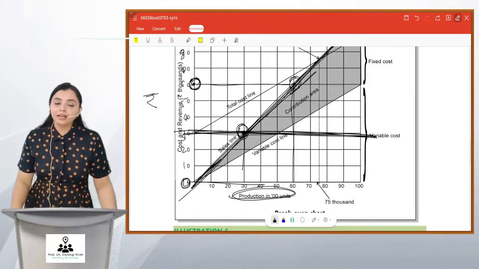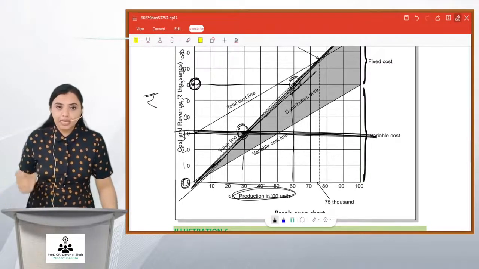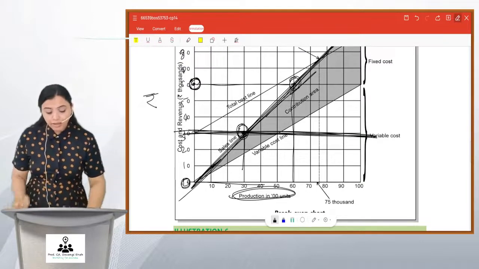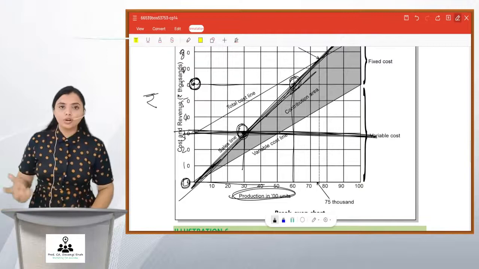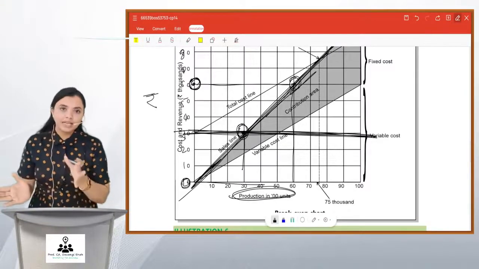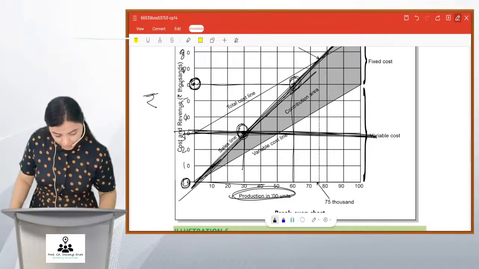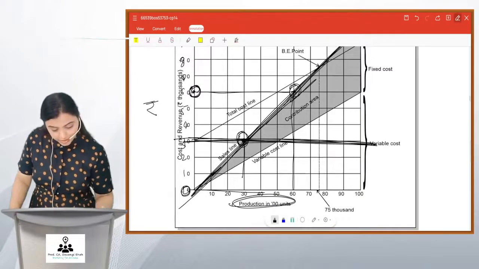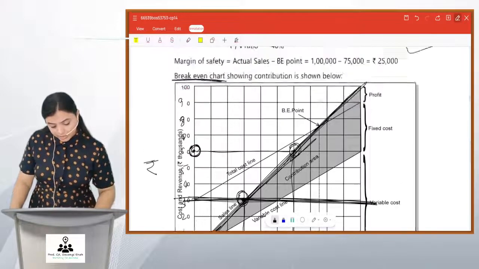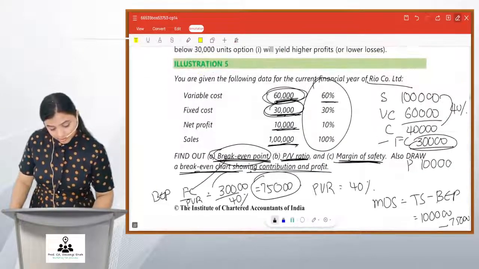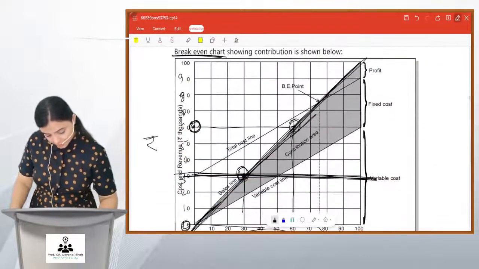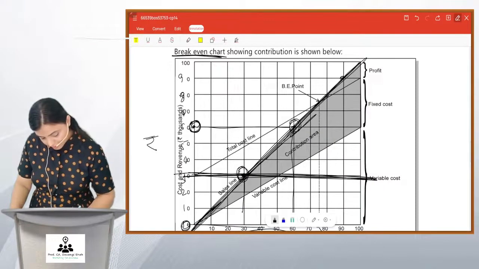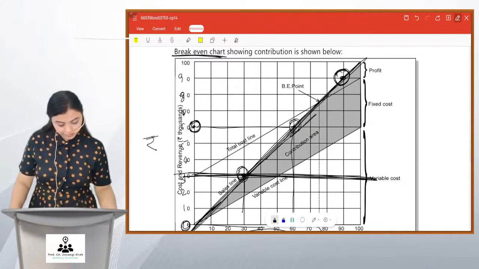Got it? Now, the total cost graph needs to be plotted. What is this total cost? Total cost is variable cost plus fixed cost. And it will be like this. 60,000 variable cost. Fixed cost 30. Total gets to 90. We'll plot this one here. Total cost is 90.